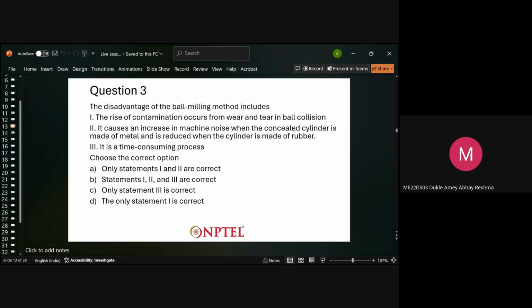So basically, it is a time consuming process because there is a lot of movement of the balls hitting each other. There is wear and tear of the ball. And because there is so much hitting, if you are using a metal container there will be noise. In case of a rubber container, rubber will absorb a lot of kinetic energy, so that will lead to less noise. So that is the option.